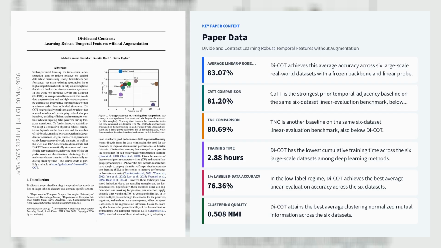Divide and Contrast, or DiCoT, is an unsupervised time series representation method that removes 2 major costs in prior self-supervised learning: data augmentation and multiple encoder passes. Instead of contrasting individual timestamps, DiCoT stochastically partitions each window into 2 to 10 overlapping subblocks, encodes them with a shared InceptionTime backbone, and treats each subblock's immediate predecessor as the positive in a temperature-scaled cross-entropy objective.